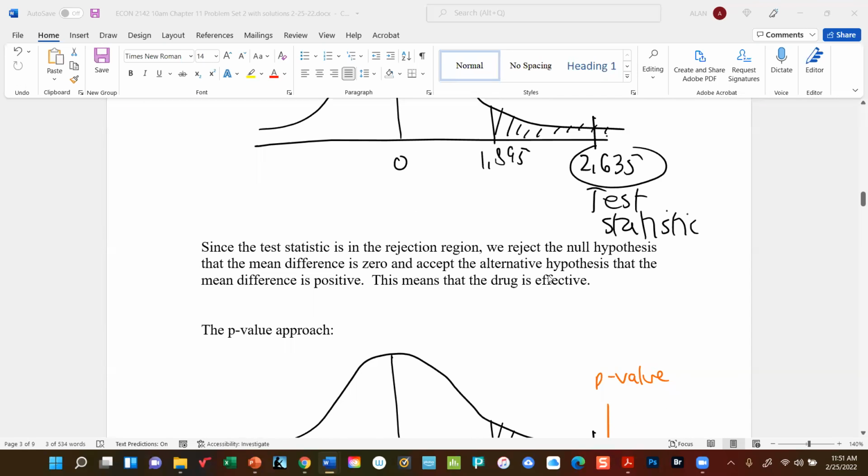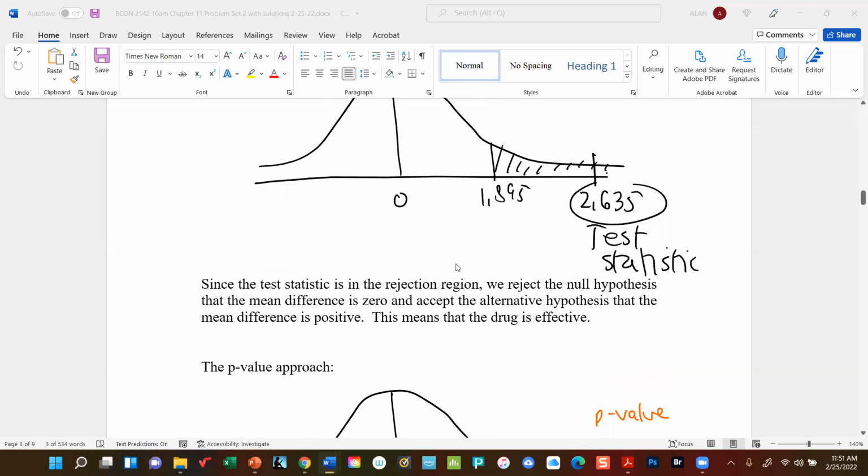The test statistic is in the rejection region. We can reject the null that the mean difference is 0 and accept the alternative that the mean difference is positive. And that's exactly what they were hoping to find. That tells us that we have evidence that the drug is effective and they can go out and market it now.